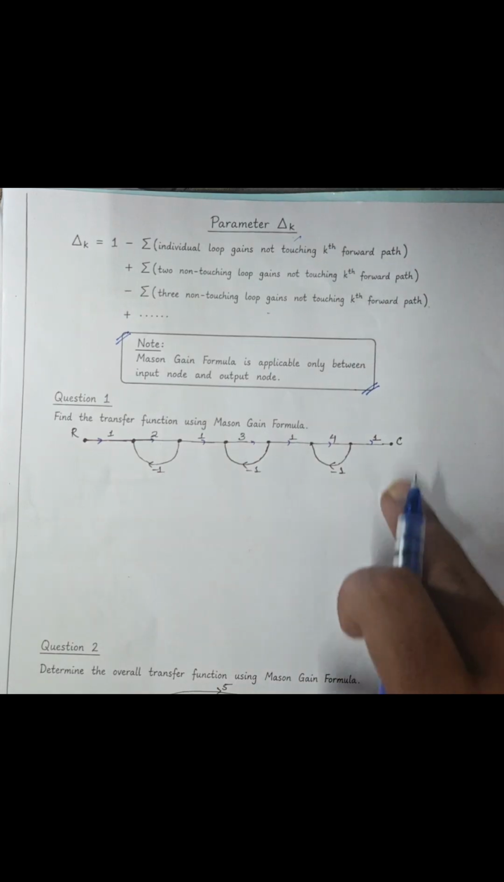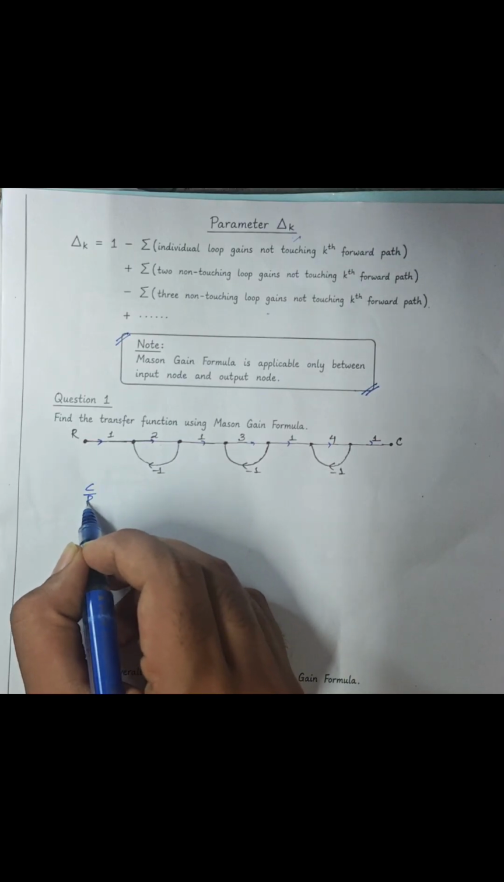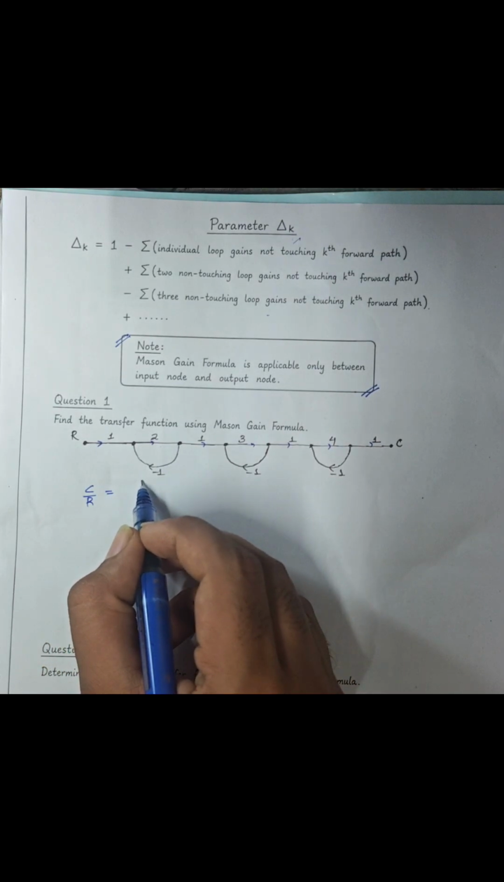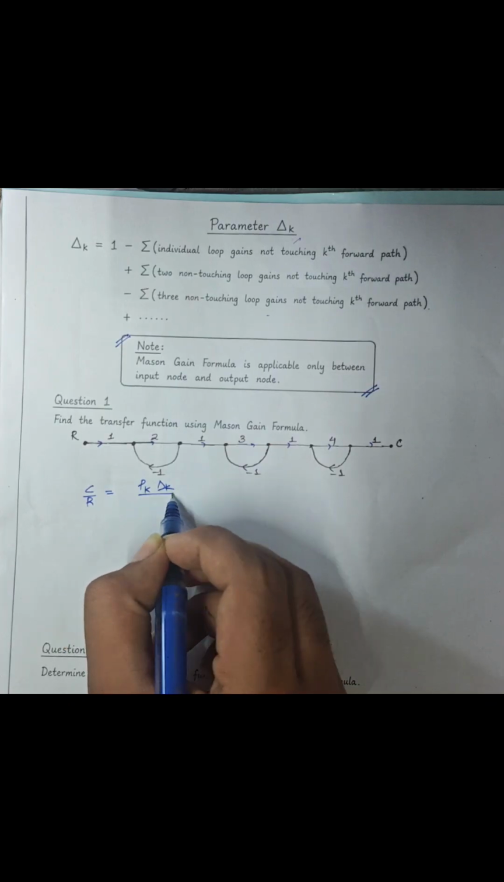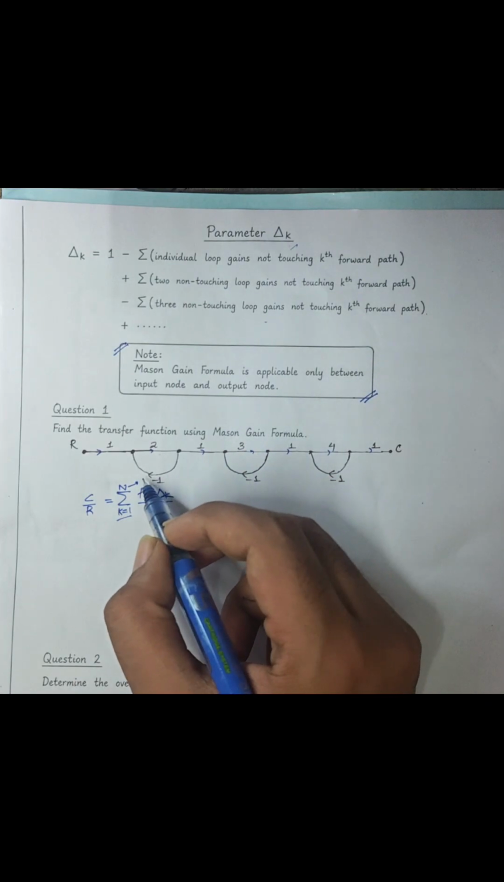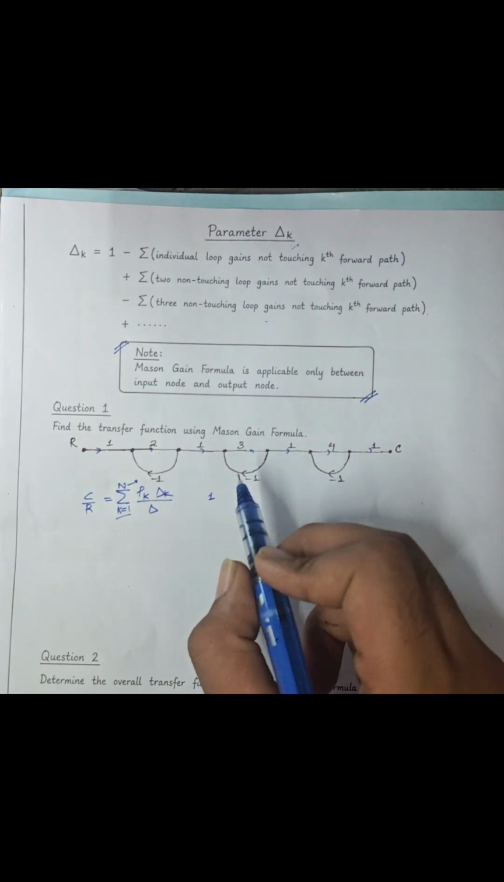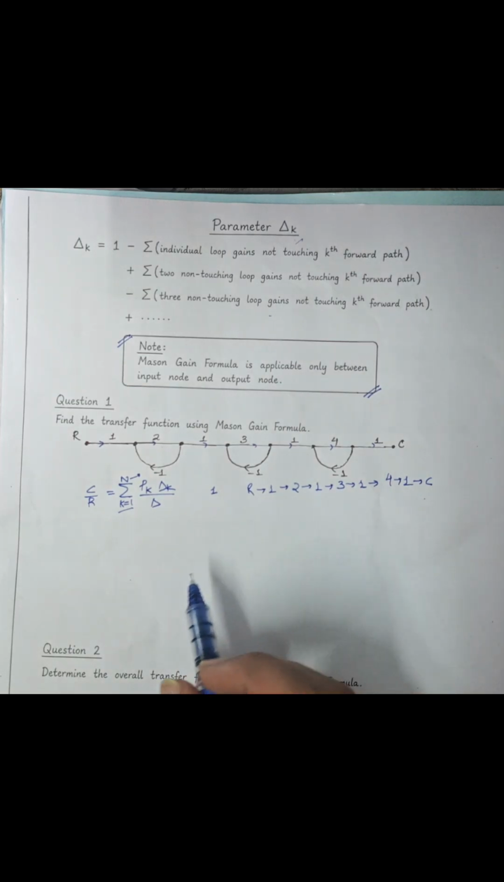Now we move ahead to solving the question. We have to find C by R. How to calculate C by R? C by R is calculated using the formula known as Mason gain formula. Mason gain formula can be written as sum of Pk del k, where the sum runs over the number of forward paths. So here there is only one forward path. What is the one forward path? The only forward path is this.